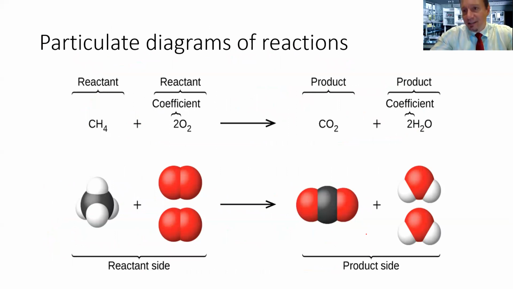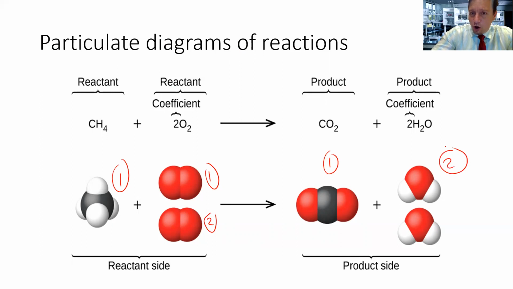Next, we have particulate diagrams. These are very common, very popular. You've looked at a lot of these. I have more assigned on the AP quiz coming up. But when I look at here, I have my methane reacting with my two oxygens. Here's one and here's two. So I have one methane, two oxygens reacting, produce one carbon dioxide here. And then I have two water molecules.